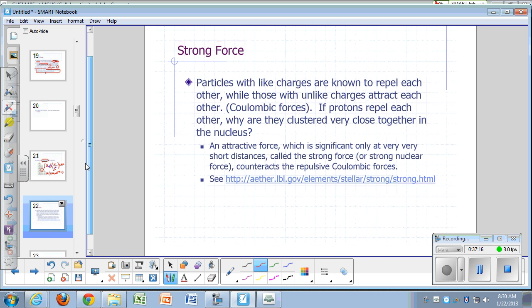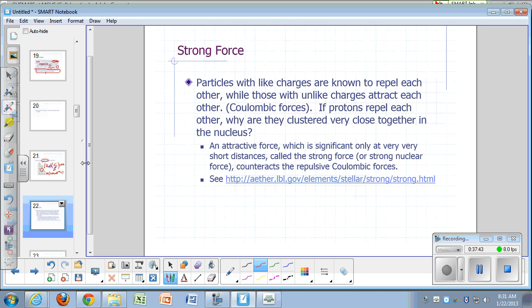Now, particles with like charges, we say, repel each other. You've learned that in your early science courses, right? And particles that have unlike charges attract each other. These types of forces are called Coulombic forces, okay? And so this brings up a question: if protons, which are all positively charged, repel each other, why are they all in the nucleus, so tightly packed in that nucleus?